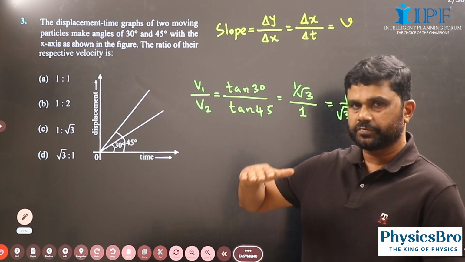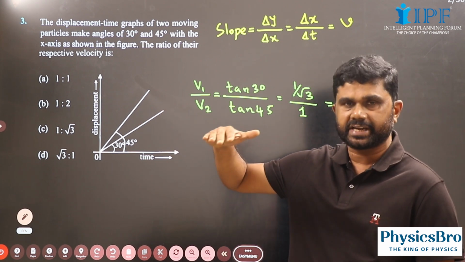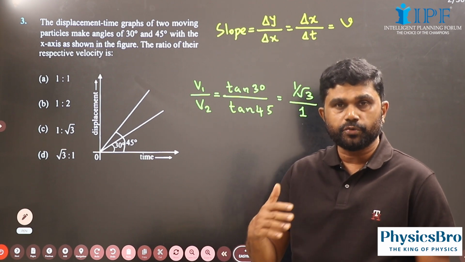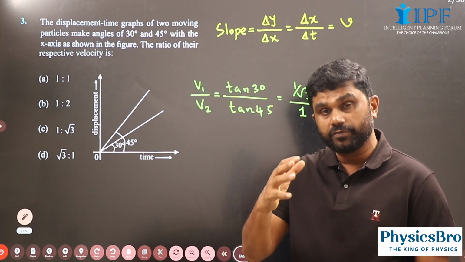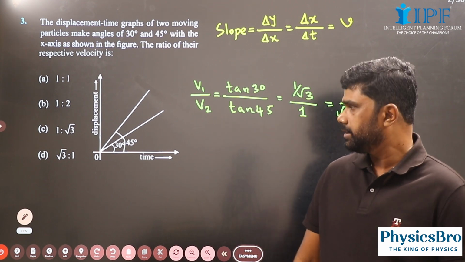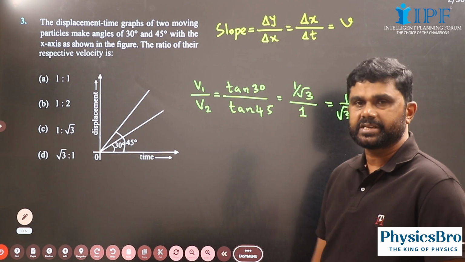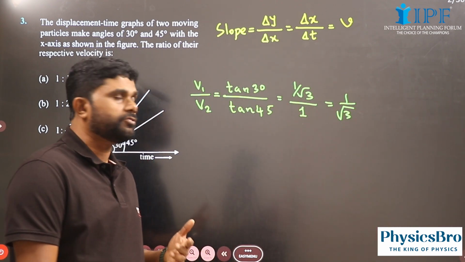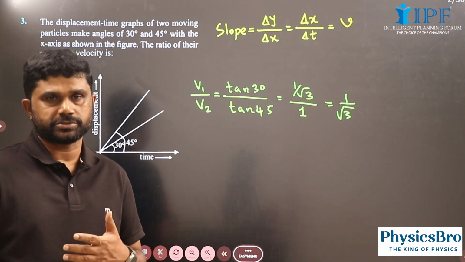Here we have got two straight line graphs. So the slope of the first graph and also the second graph are constants. Slope constant means they are moving with constant velocities. Okay, and that velocity is tan theta. So we have tan 30 divided by tan 45. Tan 45 is 1. So the ratio will be tan 30, which is equal to 1 over root 3.